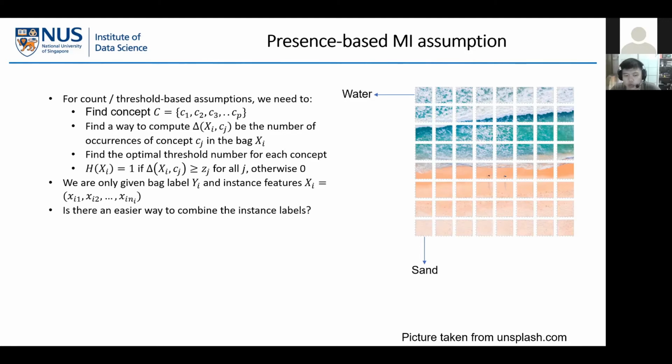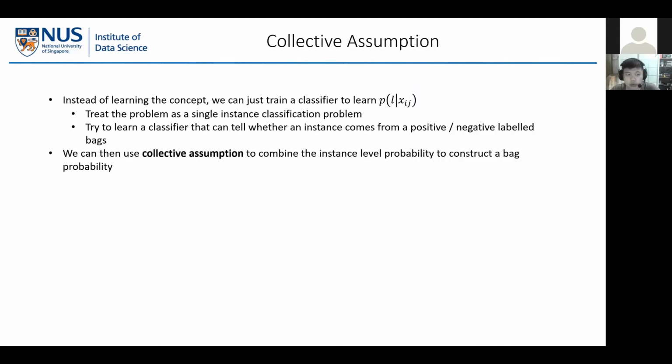So of course the question is, if we are not given these patch labels, then we can't reliably train a classifier without any additional data source to perform instance-based classification. So the question is, is there an easier way to combine these instance labels? And that brings us to a more pragmatic approach called the collective assumptions.